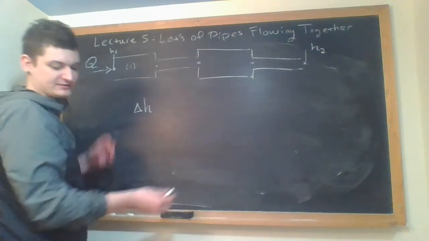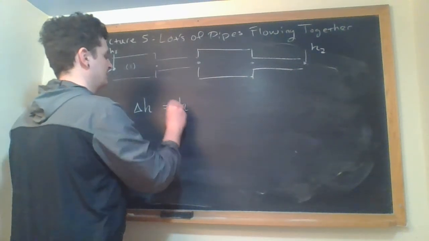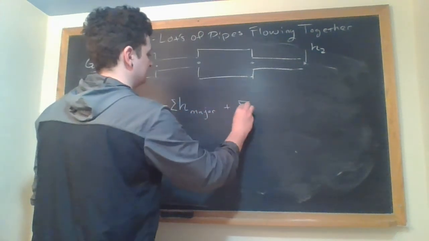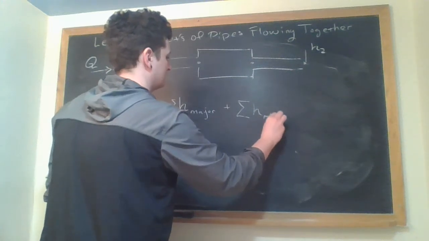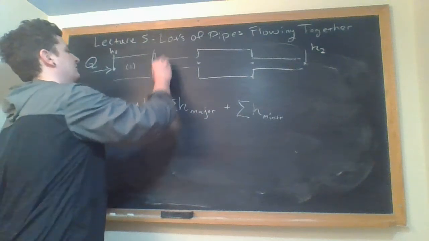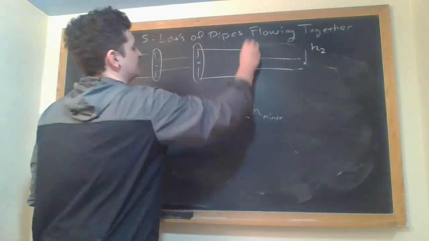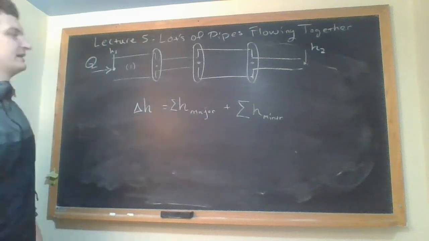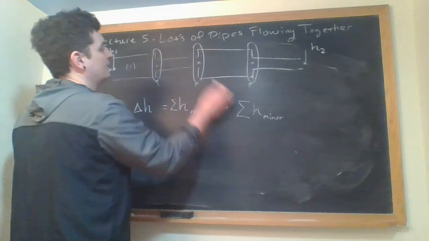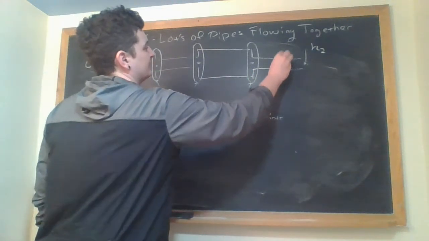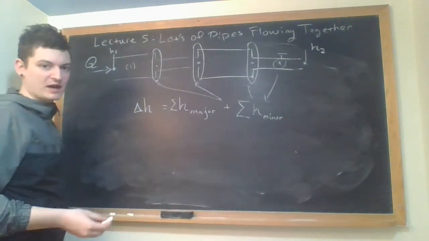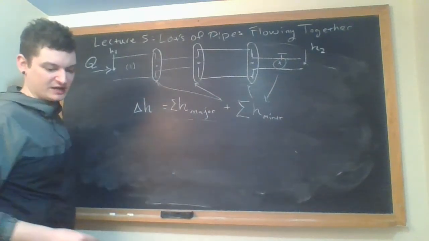I could have N sections of pipes, and you could say the change in head is the sum of all the majors plus the sum of all the minors. You should understand from the other examples that there are some minor losses in here, because these are expansions and contractions, so those have to be included. And you could even have a valve in something like this, so that's also going to be in there. And what are the major sections? The major sections are the long straight sections of pipe.